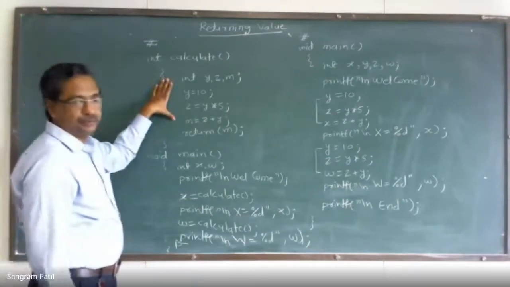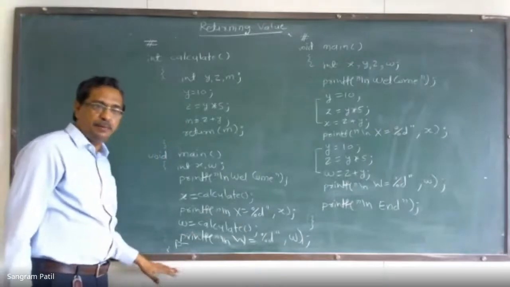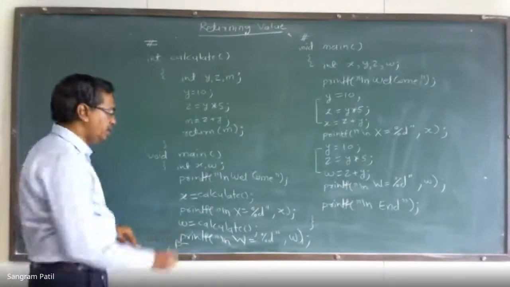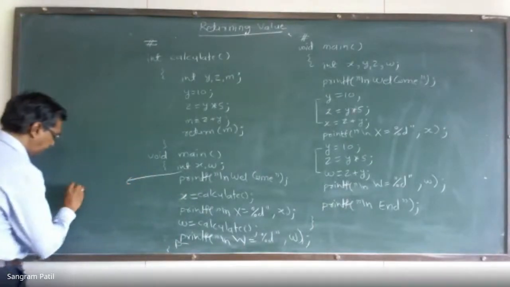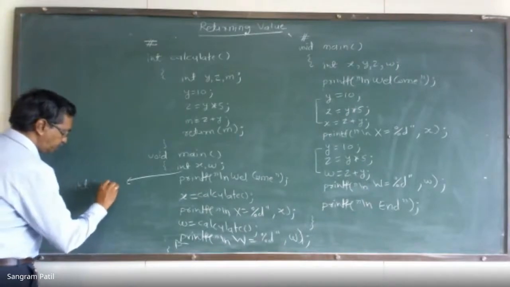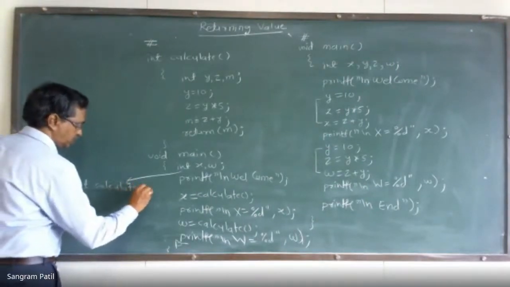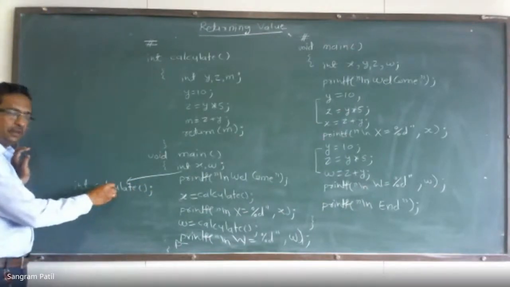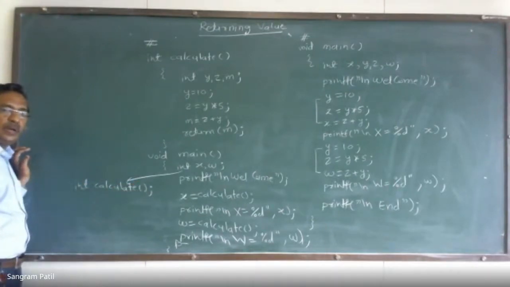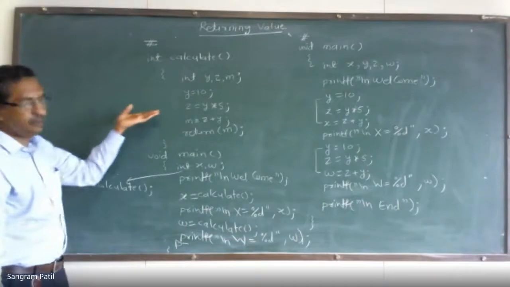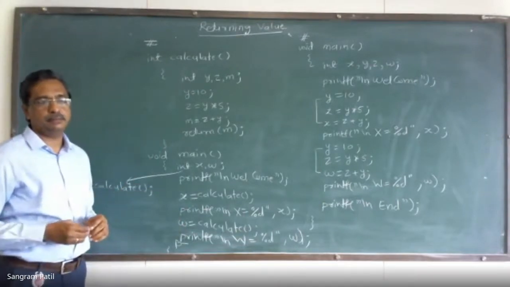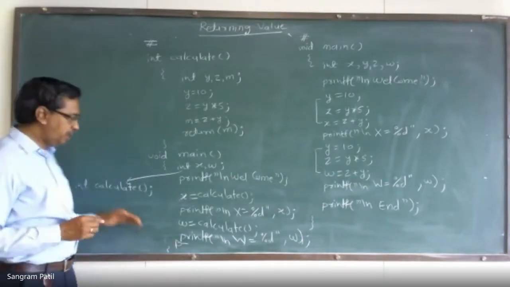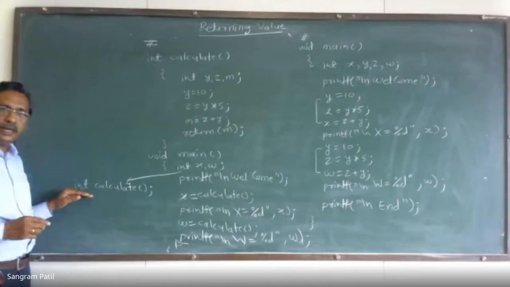If we write the function after the main program, then a declaration is required over here, and that we can do like this. Declaration: the name of the function, its return type, and no values. If we write the function after the main program, then a declaration is required, and that declaration will look like this.